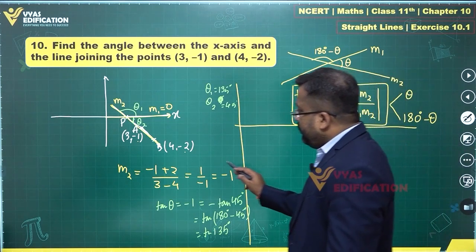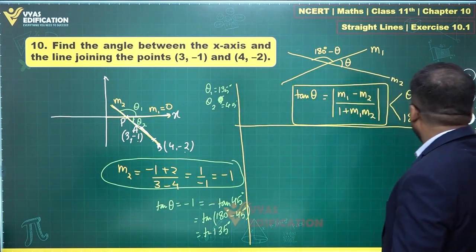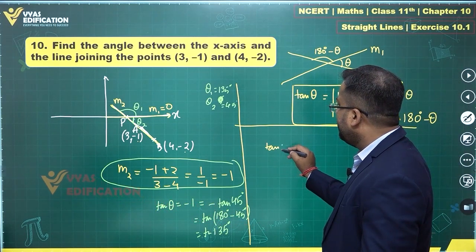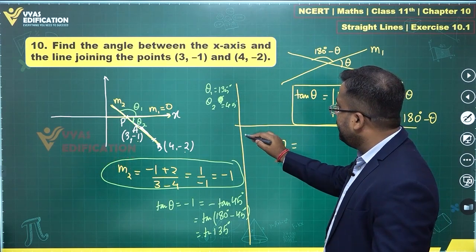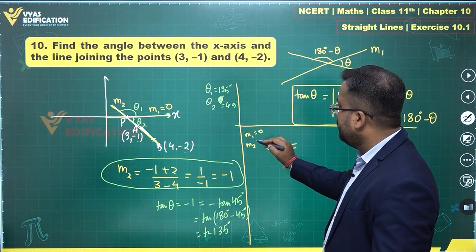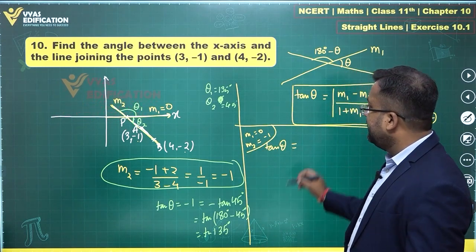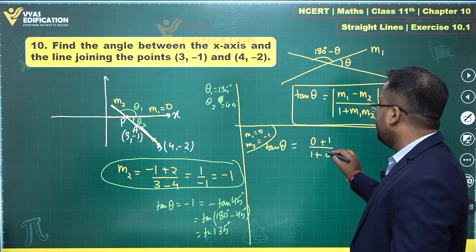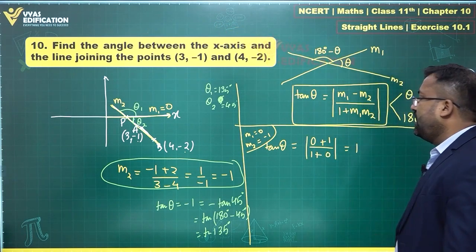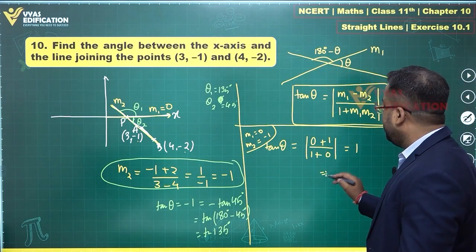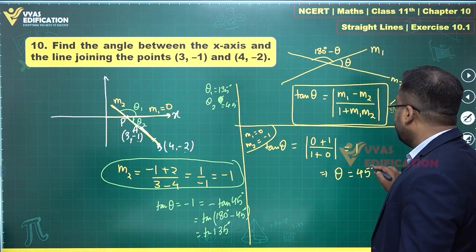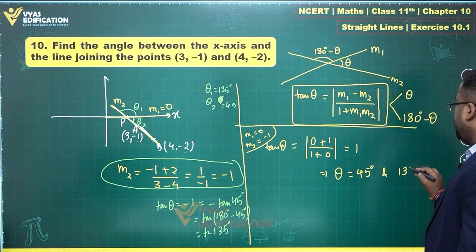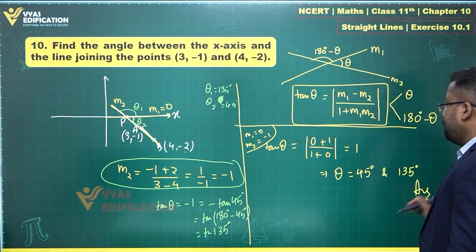But if you have only found the slope and you want to use the concepts related to this, tan theta is equal to m1 minus m2. Now m1 is 0, m2 is -1. Tan theta will be equal to (0 plus 1) upon (1 plus m1 m2), which is 1 plus 0, and the modulus will give me 1. So tan theta equal to 1 implies theta is equal to 45 degree is one of the angles, and the other angle will be 180 minus 45, which is 135 degree. That's the other approach that you can follow.